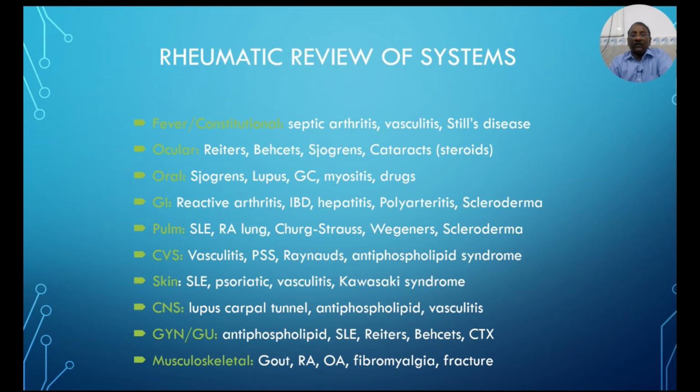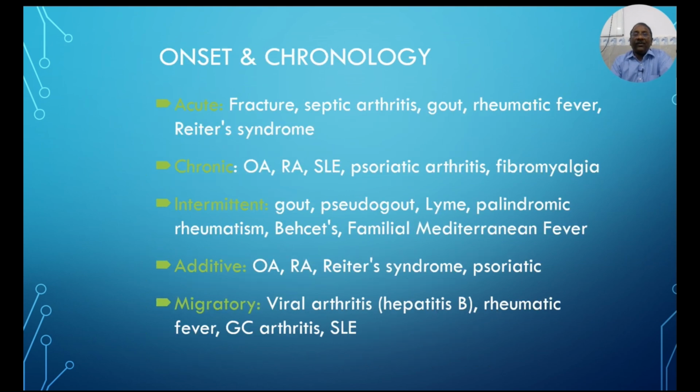vasculitis, systemic sclerosis, Raynaud's, antiphospholipid syndromes. Skin, these diseases. Again the neurological involvement, again lupus here. Gynecological, genitourinary, again antiphospholipid syndromes. Abortions, especially in pregnant females, is a very common presentation. And musculoskeletal. So these are the different involvements of the different organs. We can come to a reasonable diagnosis.